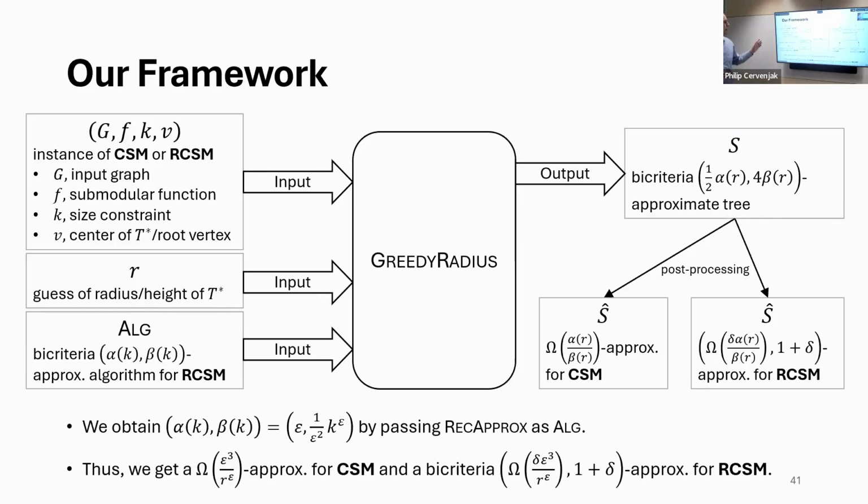So just to summarize the framework, the main idea was to use this greedy radius algorithm that we proposed to take some instance of our connected submodular maximization problem or the rooted variant, and in particular take some subroutine that is a bi-criteria approximation for this problem, and then it converts that approximation to one in terms of r rather than in terms of k. And then we can just apply these trimming procedures to get either a feasible solution for the unrooted problem or a solution for the rooted problem, but with a 1 plus delta violation factor.